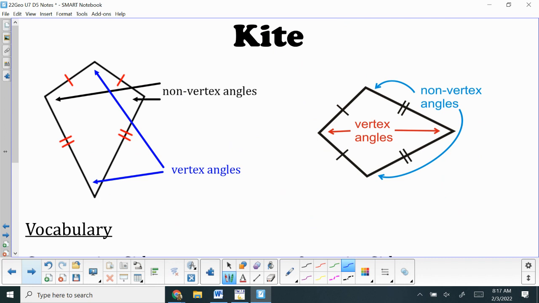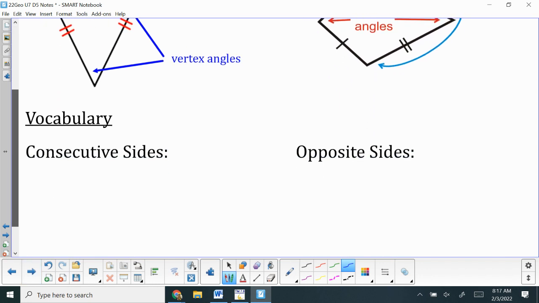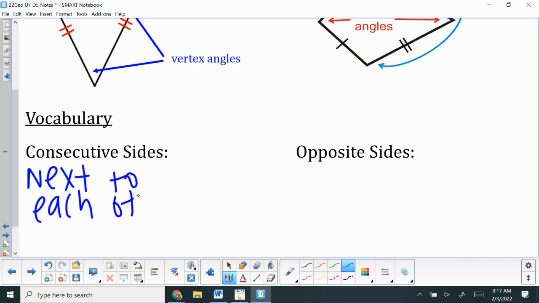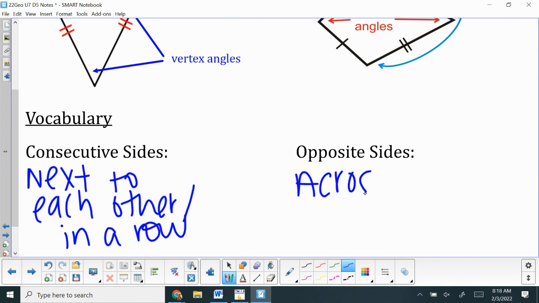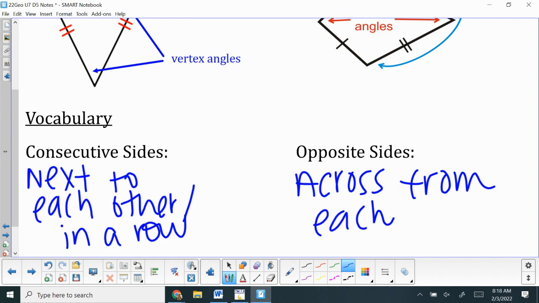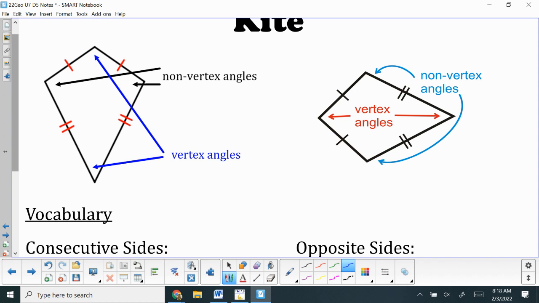It has two sets of congruent sides that are next to each other. So consecutive sides means next to each other or in a row. Opposite sides would be across from each other. And we don't have that in a kite. We don't have congruent opposite sides like we do in a parallelogram. We call the angles that are in between the congruent sides vertex angles, and then the other angles non-vertex angles.